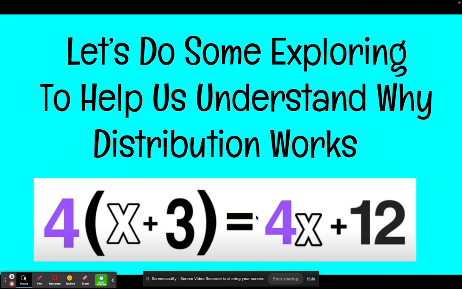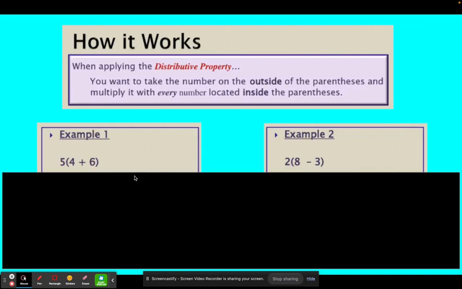So, very quickly, just showing you what that is going to equal. 4 times x can't be solved because we don't know what x is, right? So when we say to actually write it or simplify it, 4 times x is written as 4x, right? So we just rewrote that part. The addition sign stays. You don't even have to think about that part, right? And then 4 times 3 is 12. Okay, so that's what we're looking at here. So when applying the distributive property, you want to take the number on the outside of the parentheses and multiply it with every number or variable located inside the parentheses.